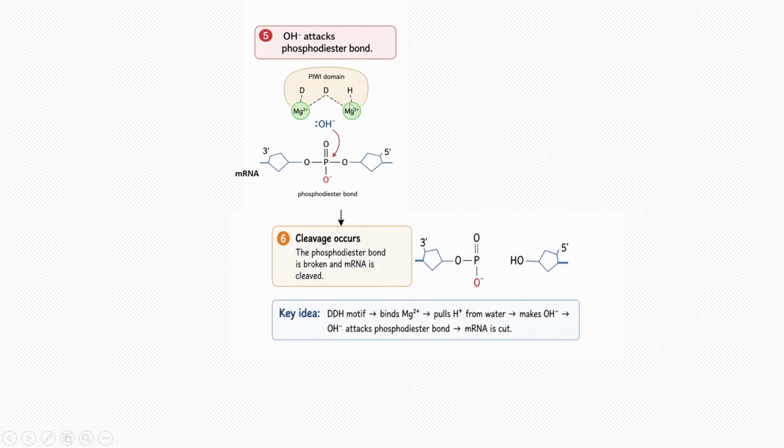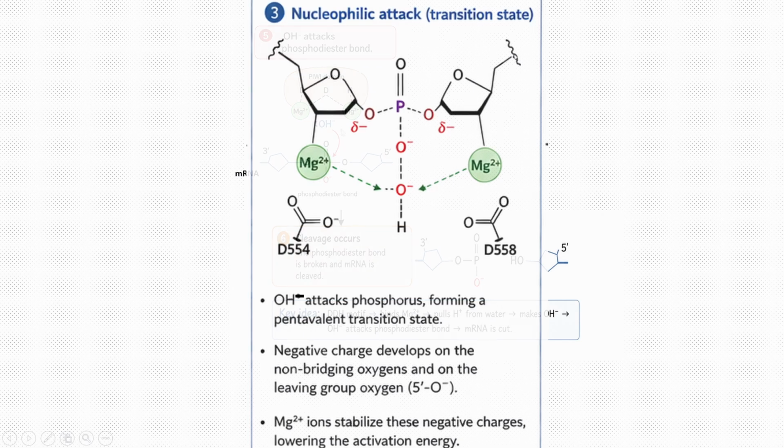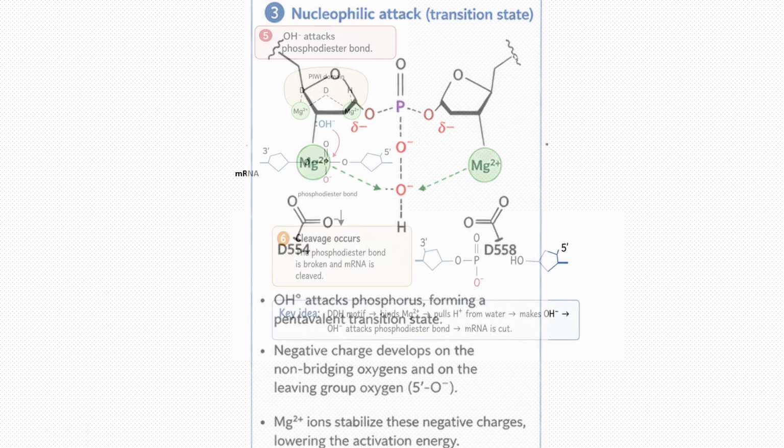Now, this magnesium ion plays a very important role. During the nucleophilic attack, some extra negative charges develop on these oxygen atoms. And magnesium stabilizes those extra negative charges, which helps to carry the reaction forward. And this is the basic principle of how RNAi normally occurs.